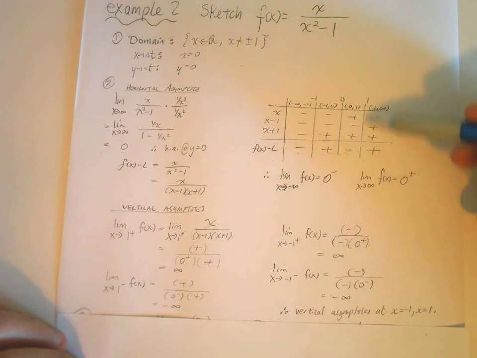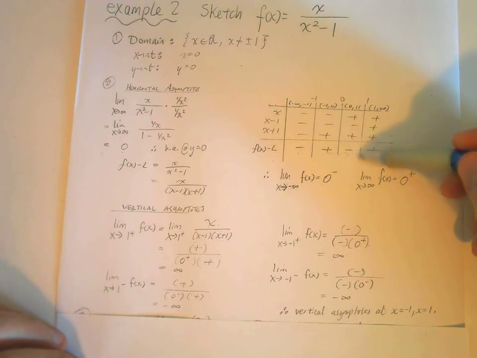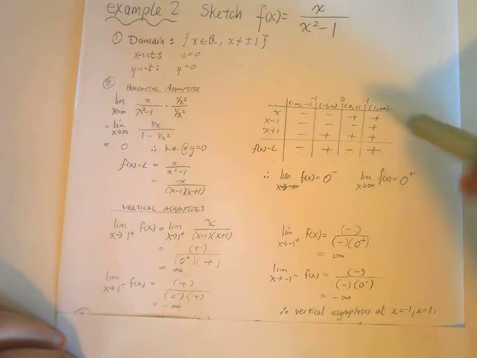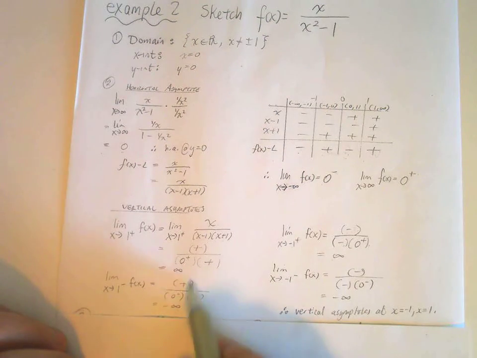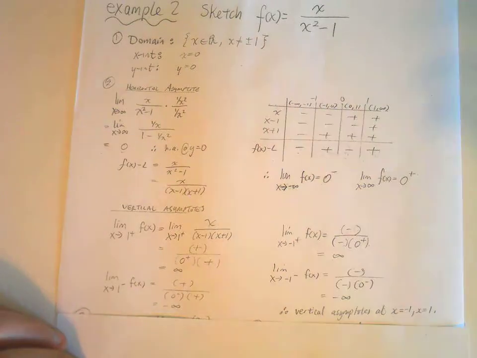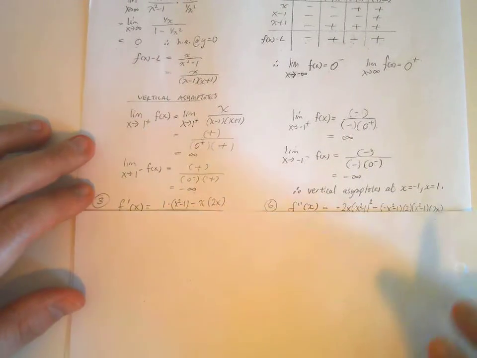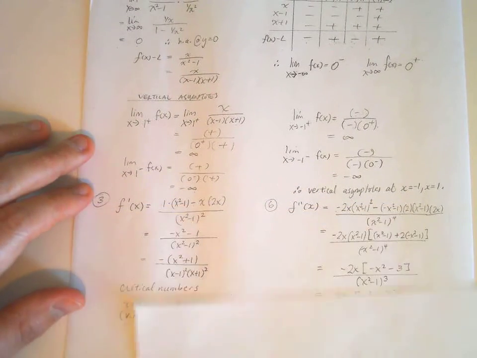And then here on the +1 asymptote, on the left side, it's going down. On the right side, it's going up, which is also what we found over here. So this chart summarizes everything for us in terms of asymptotes. Okay, then let's move on into critical numbers and such.